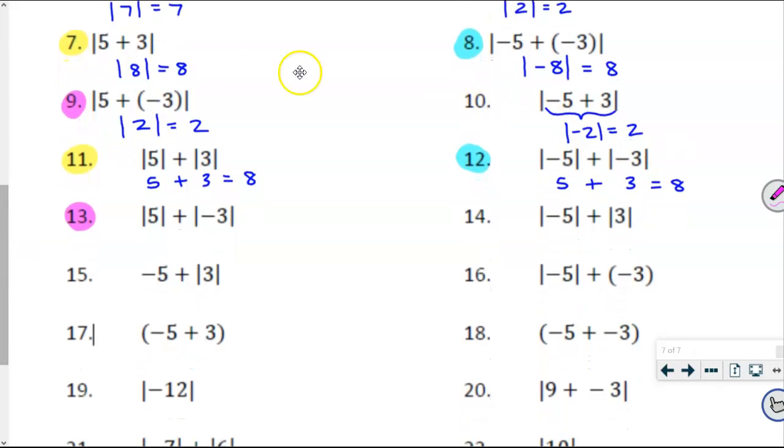So far it hasn't made a difference. Number 7 we got 8, number 11 we got 8. Number 8 we got 8, number 12 we got 8. So far it hasn't made a difference. Let's see what happens here.